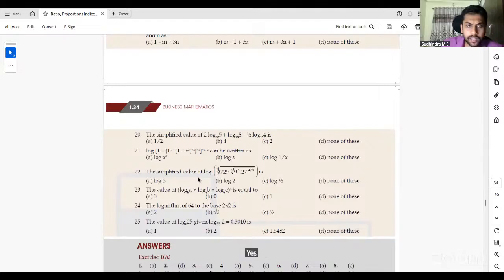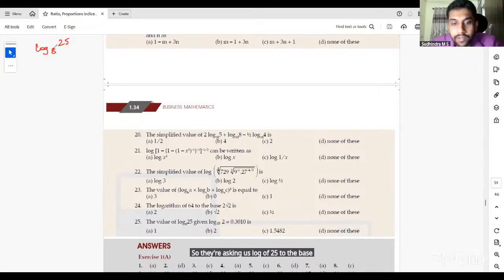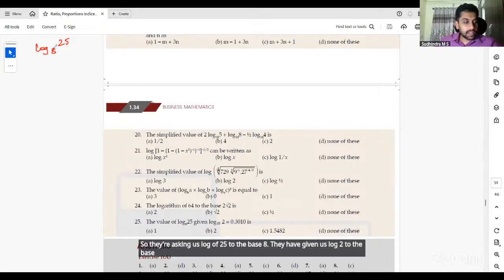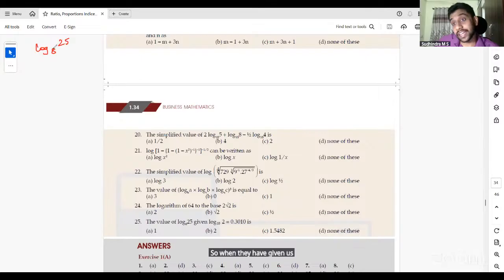Yes. So they are asking us log of 25 to the base 8. They have given us log 2 to the base 10. So when they have given us log 2 to the base 10, what should I do? Change. I should convert this to which base? Base 10, because they have given us log 2 to the base 10. So if I convert this to base 10, log 25 to the base 10 divided by log 8 to the base 10.